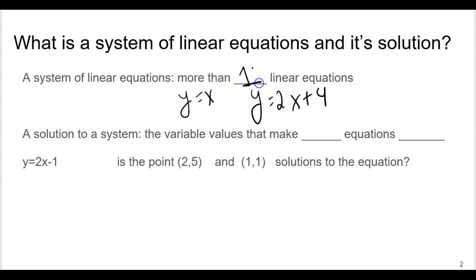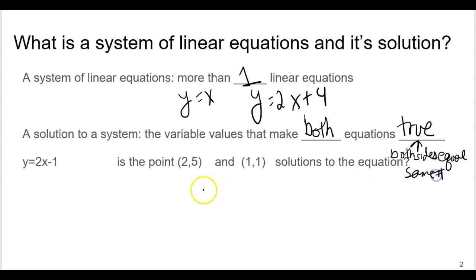A solution to a system is the variable values that make both equations true. What we mean by true is both sides equal the same number. So for example, let's see if (2, 5) is a solution and if (1, 1) is a solution. That means it would make it true. So everywhere I see a y, I'm going to put a 5.